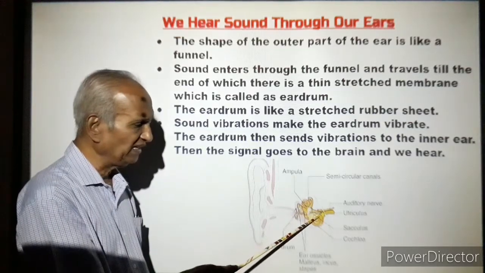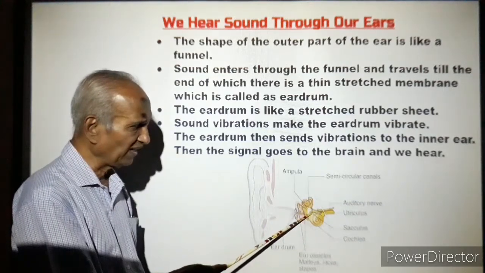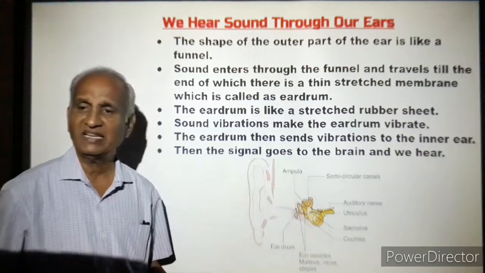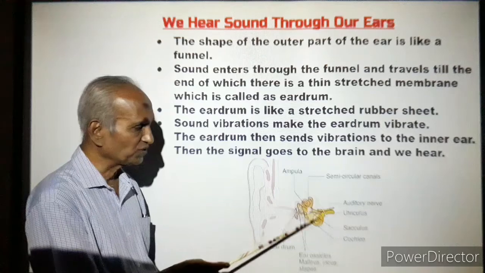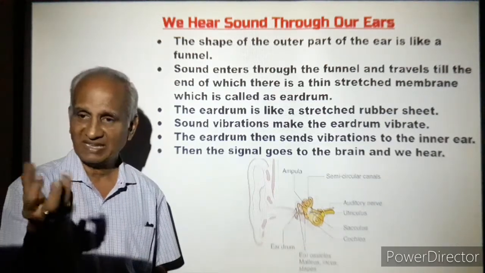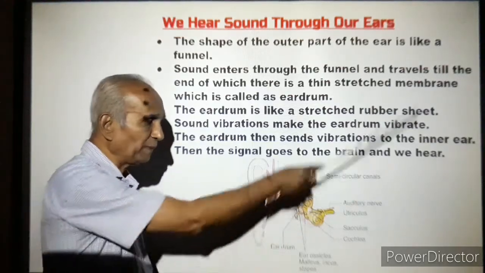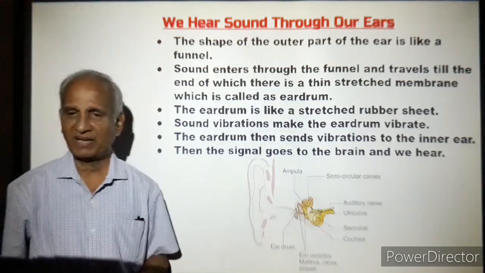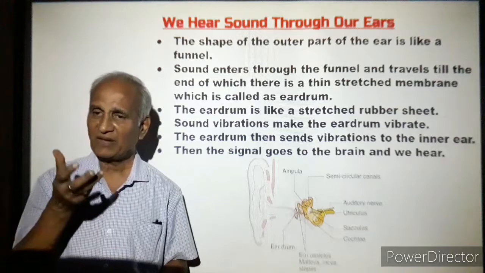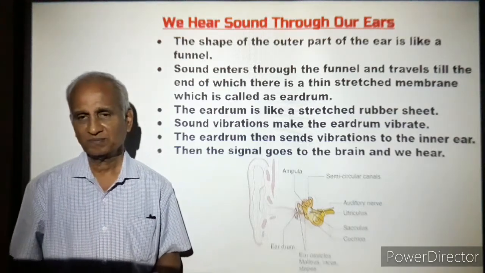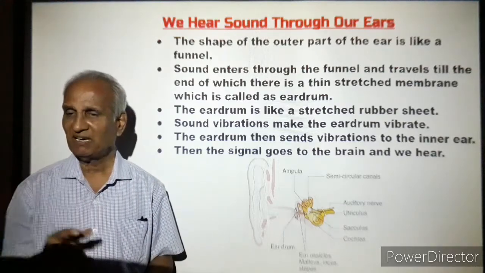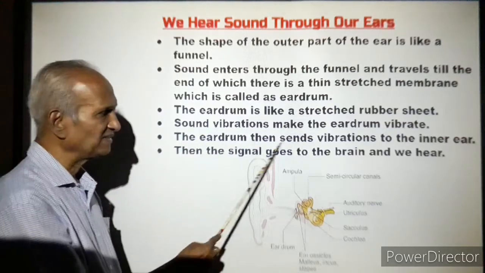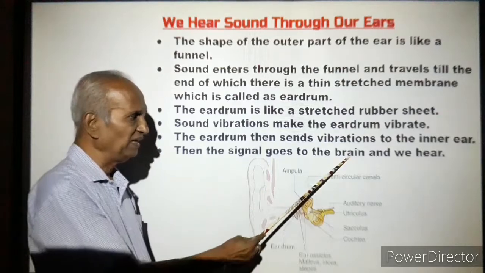The vibrations that get passed on to the inner ear make the cilia here in the semicircular canals vibrate, and even the liquid inside vibrates. A series of vibrations get created in the inner ear. And here you have auditory nerves. The auditory nerves get the signals. Those signals get passed on to the brain through the auditory nerve. The signals reach the brain, and in the auditory part of the brain, they are deciphered. The brain makes out what the sounds are. So it will be able to understand what the auditory signal is. So this is how the ear functions. The eardrum sends vibrations to the inner ear. Then the signal goes to the brain and we hear.